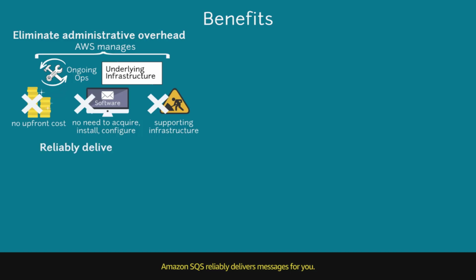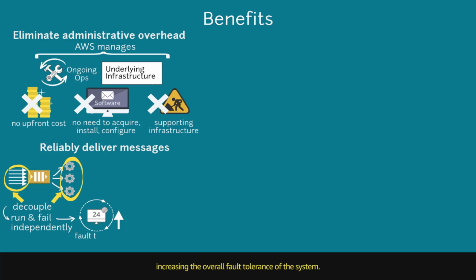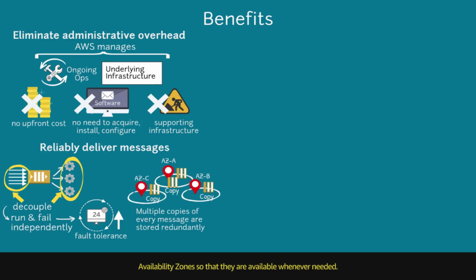Amazon SQS reliably delivers messages for you. SQS lets you decouple application components so that they run and fail independently, increasing the overall fault tolerance of the system. Multiple copies of every message are stored redundantly across multiple availability zones, so that they are available whenever needed.